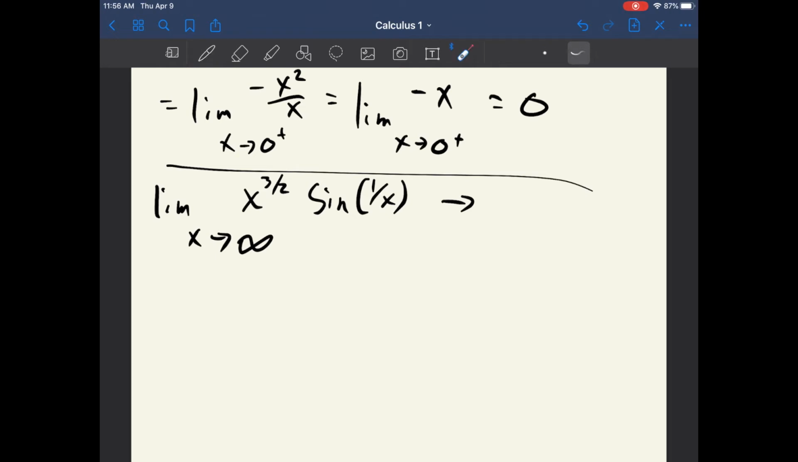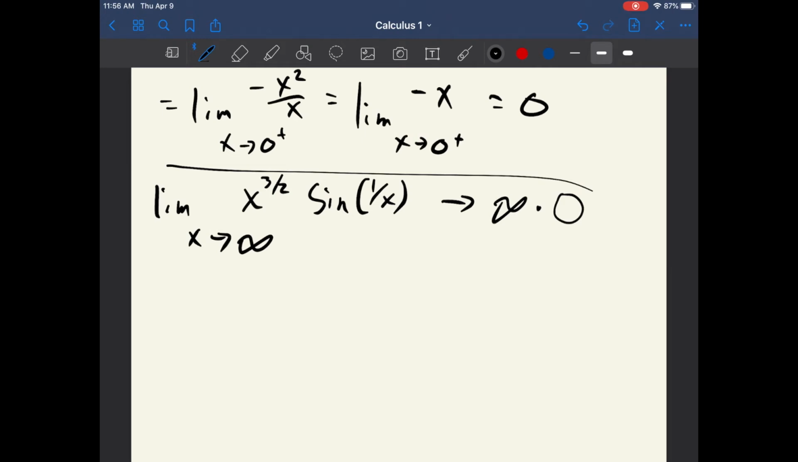So if we look at this, right, if we try to take the limit as x goes to infinity, x to the 3 over 2, well, that's going to go to infinity. And then if we look at this term right here, right, so take it one little chunk at a time, right? So if I look at just the 1 over x, as x goes to infinity, 1 over x will go to 0, right? So this will go to 0. So then I'm looking at sine of 0, and sine of 0 we know is 0, right? So this is infinity times 0.